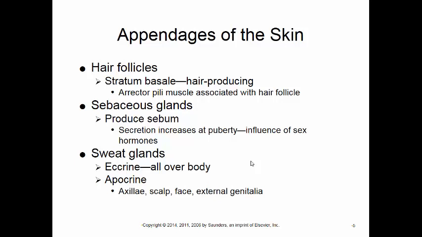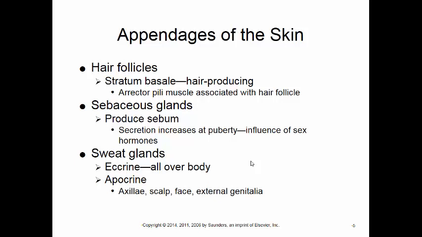Then we have our sebaceous glands, which produce sebum, and the production increases at puberty. And these are the glands that actually get affected with acne, and so that's why it sort of comes on at puberty.